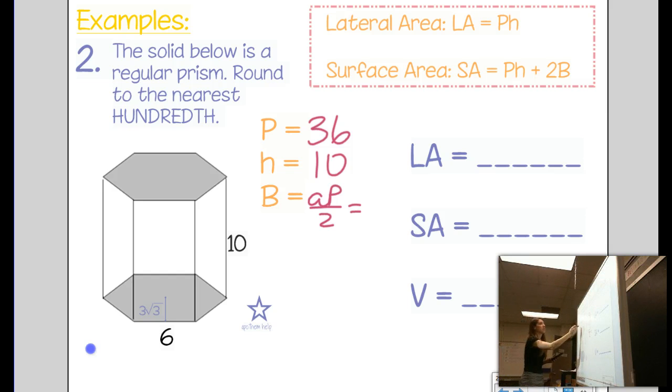93.53. Yeah, it says round to the nearest hundred, so that sounds awesome. 93.53. Very good. The hard part's over, guys. Now we just get to plug things in.